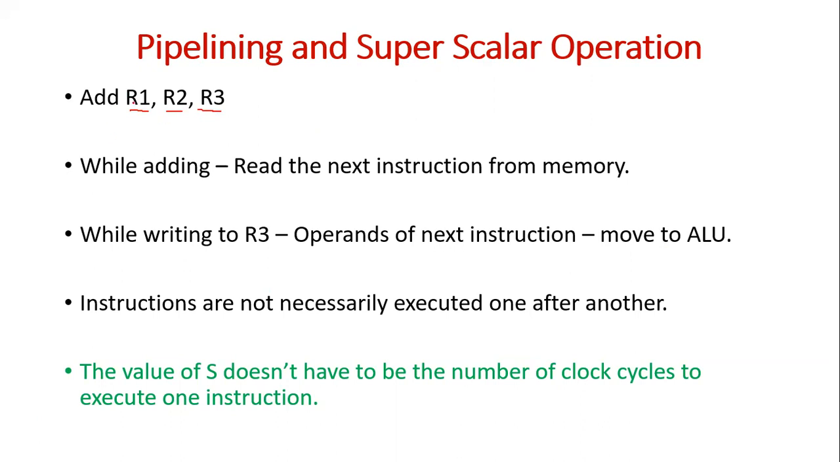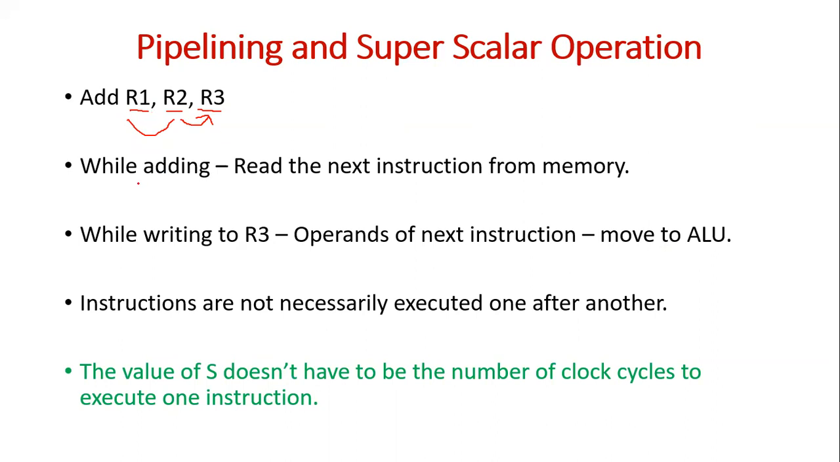What this instruction will do is add R1 and R2 and store the result in R3. With this instruction, let us further understand pipelining. Now the ALU, the arithmetic and logical unit, is going to add, so the other parts of the processor will be free during that time.